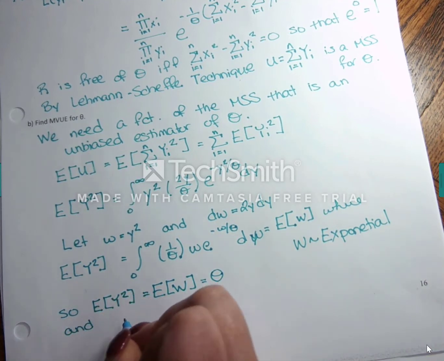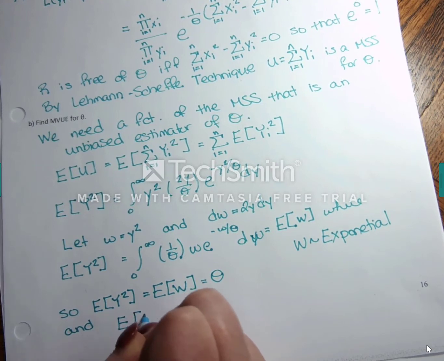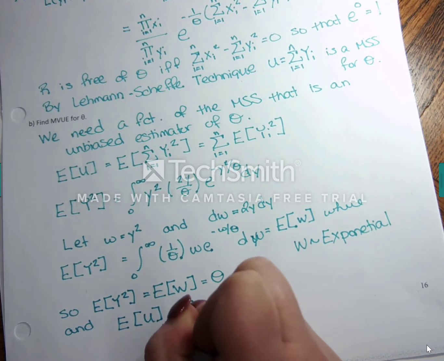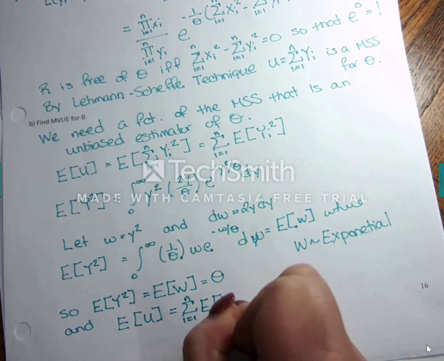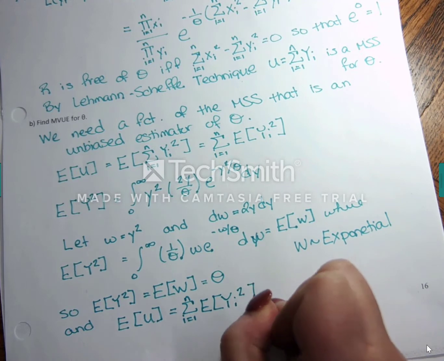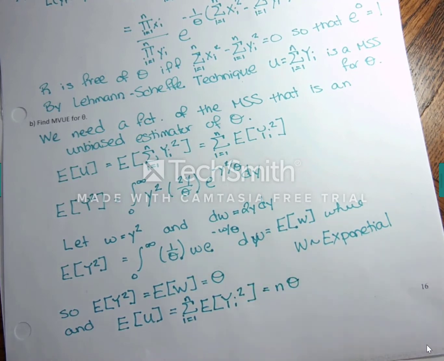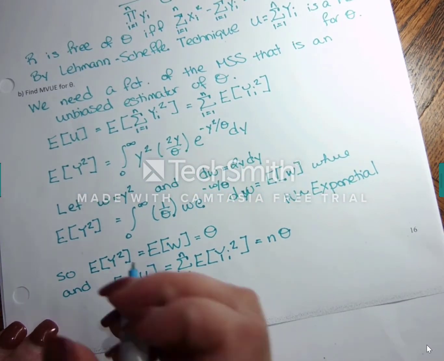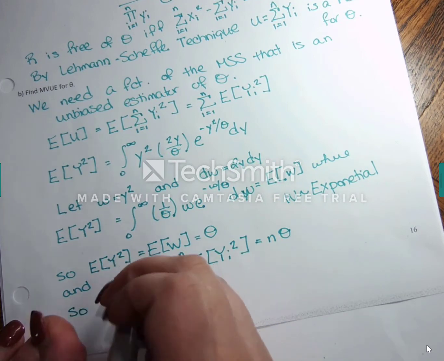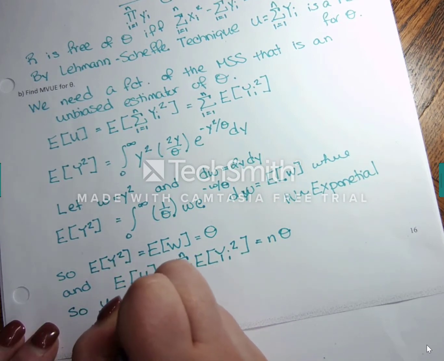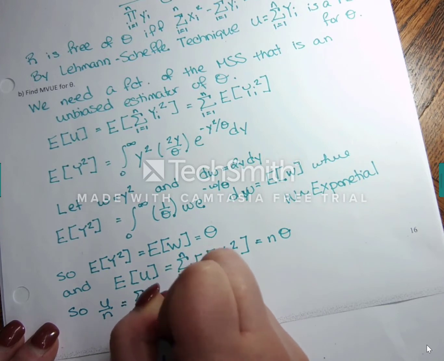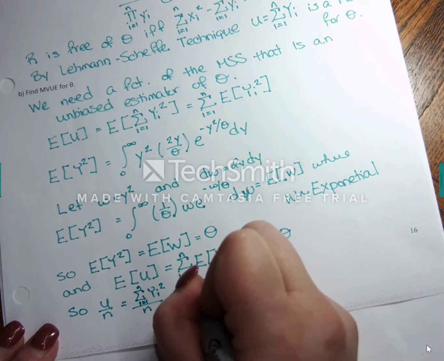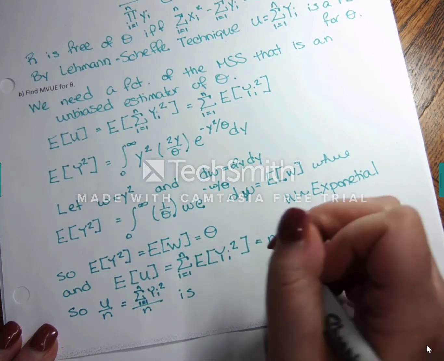And what that tells us is that the expected value of u is equal to, again, the sum i equals 1 to n, the expected value of yi squared, which is going to be equal to n theta. So u is biased, but it's really easy to make u an unbiased estimator. So what we do is we take u divided by n, which is the sum of the yi squared divided by n, and it is going to be an unbiased estimator of theta.